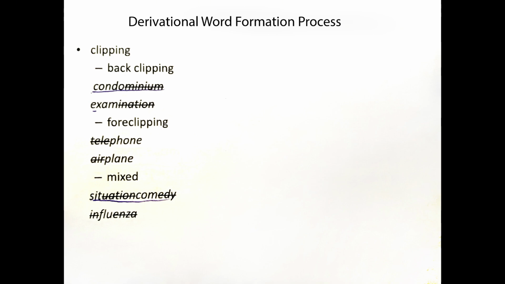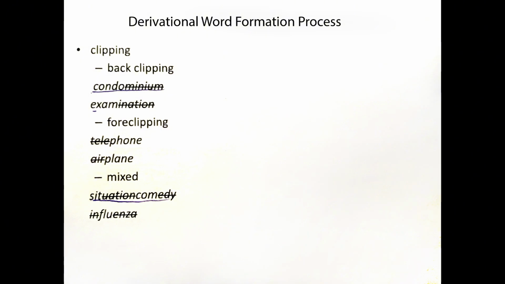And let's look at fore clipping. Fore clipping is basically cutting the front part of a word and keeping the back part of the word as a new word, right? Words like telephone: we cut the front part tele, keep the back part phone as a new word. Airplane: cut the front part air and keep the back part plane as a new word.